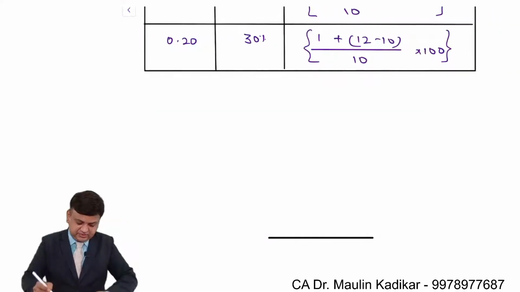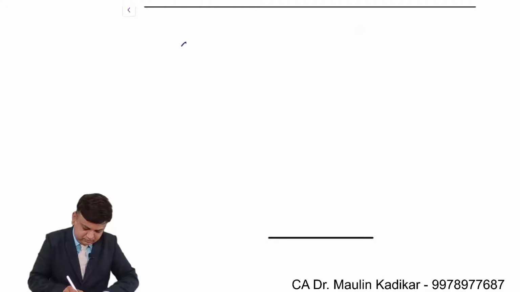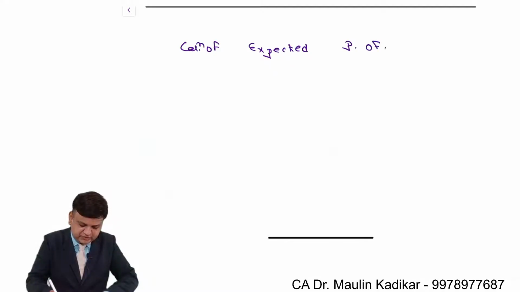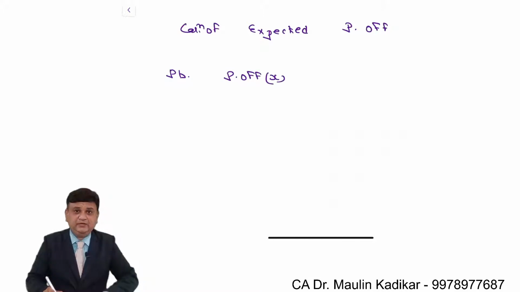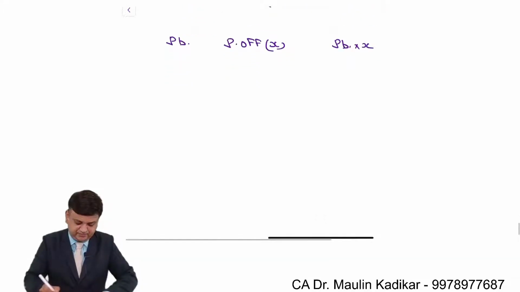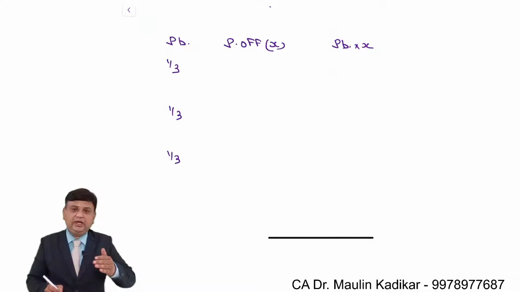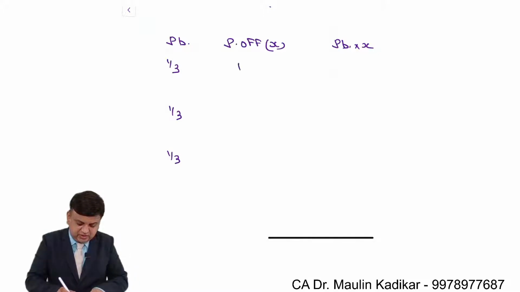So taking into account this probability and the payoff, you are required to make the calculation of expected payoff. So let us write an answer for the question. Calculation of expected payoff. Probability, payoff, we assign x variable to the payoff, probability into x. So 1 by 3, 1 by 3, 1 by 3. In the first 1 by 3, you receive $10. In the next it is 0. And the last is, you pay $10.